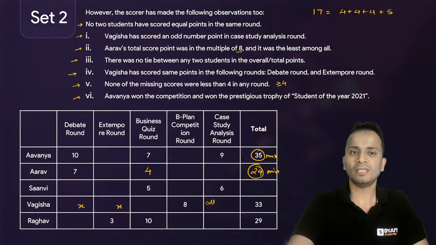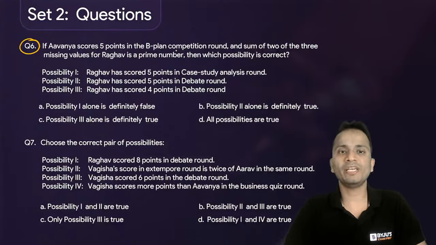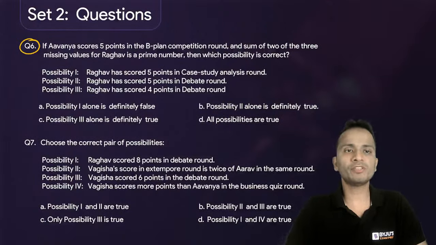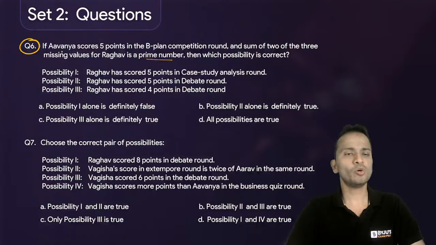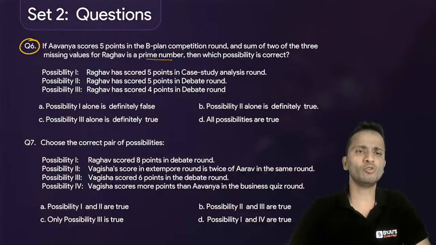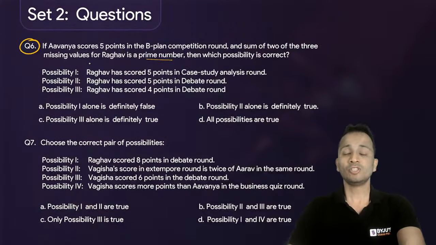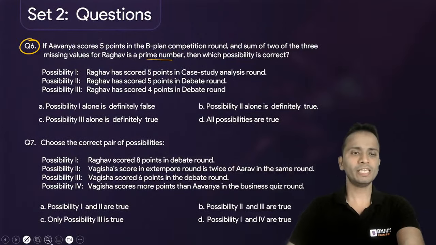Right? Now look at question number 6. If Avanya scores 5 points in B plan competition round and the sum of 2 of the 3 missing values for Raghav is a prime number, then which possibility is correct? There are 3 possibilities which are given. Some more information is given in the question, and using this information we'll have to find out which of the 3 possibilities is correct. Okay, so these are possibilities. Fine, so let's check it out.